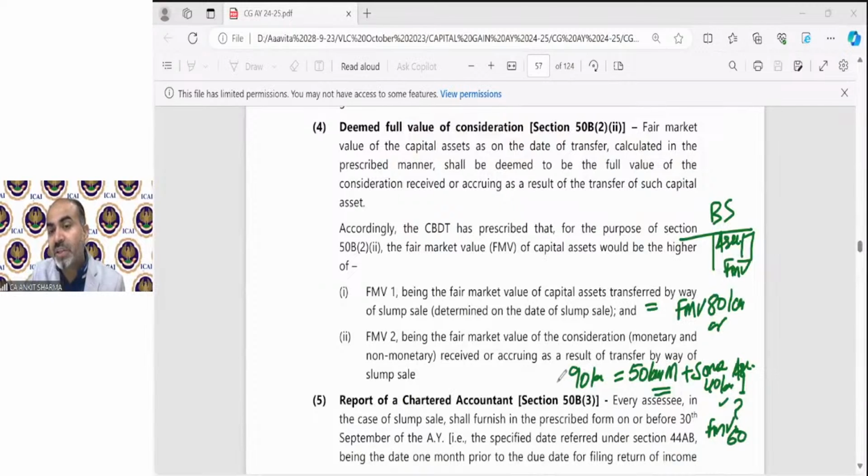So the consideration is saying I am going to pay you 90 lakh, via 50 lakh in monetary and some asset that cost 40 lakh rupees. So we will not take this value as per the consideration suggests. We have to find out the FMV of these assets. So technically, now the consideration will be 110. And whichever is higher, that is the consideration for the purpose of slump sale. I hope you get it.